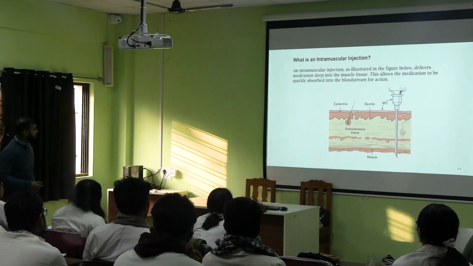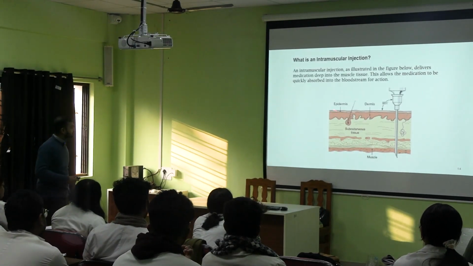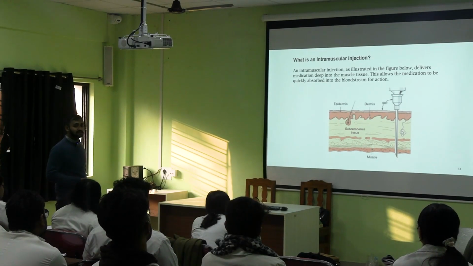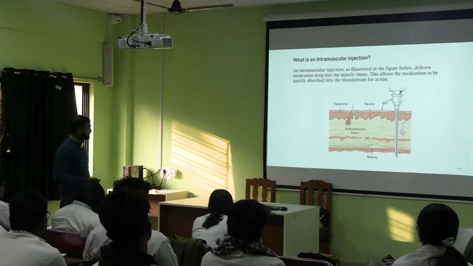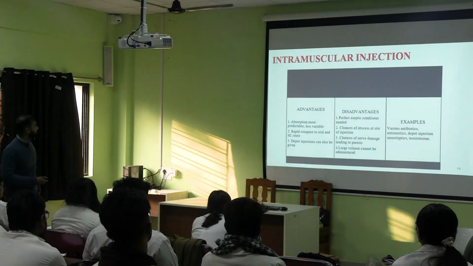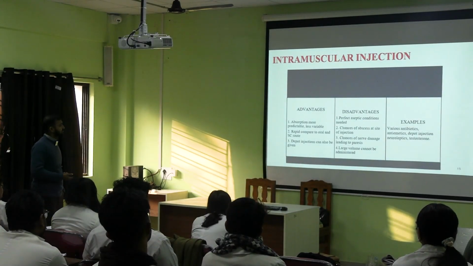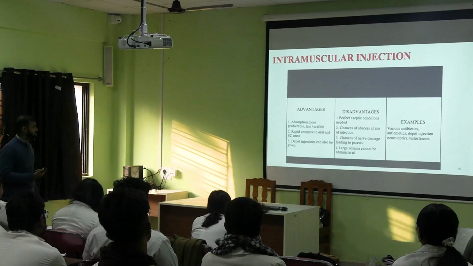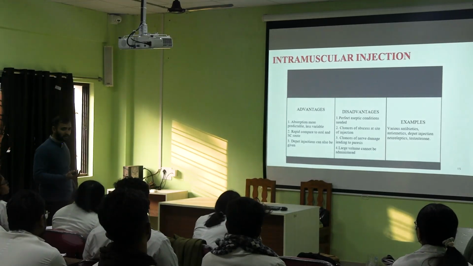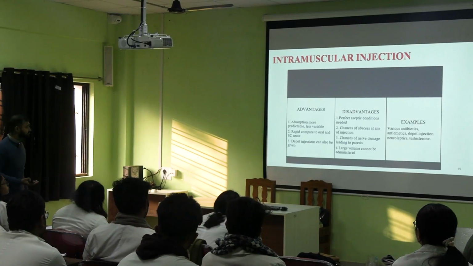You know these layers now. This is the epidermis, this is the dermis, this is the subcutaneous layer. For the subcutaneous, what is the angle? 45. Okay, so the site is here and for the muscle it is 90 degrees, for deep penetration. Some advantages of the intramuscular injection: absorption is more, less variable, rapid compared to oral or SC route. Depot injections can also be given.